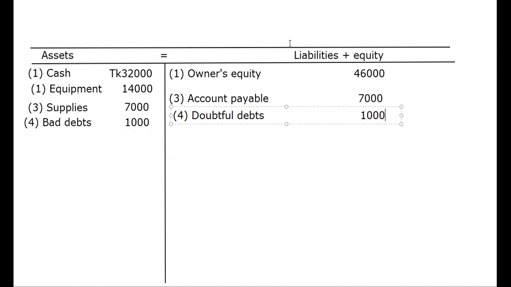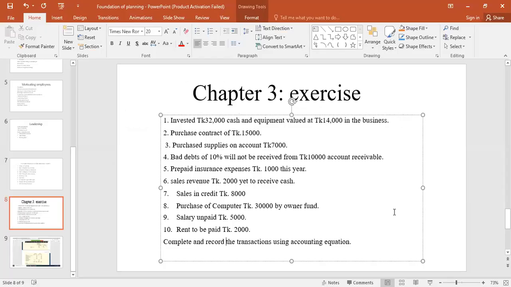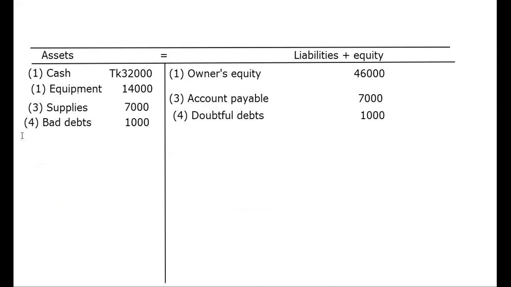Now the next calculation that we need to consider here is our prepaid insurance expense, 1000 taka this year. এবছর আমি prepaid insurance প্রদান করেছি. That means আমার asset scenario increase হয়েছে. So prepaid insurance, all types of insurance expense should be debit, but the cash side has been decreased. So you should write prepaid insurance as your asset. Prepaid insurance is one type of your asset. So asset has been increased.